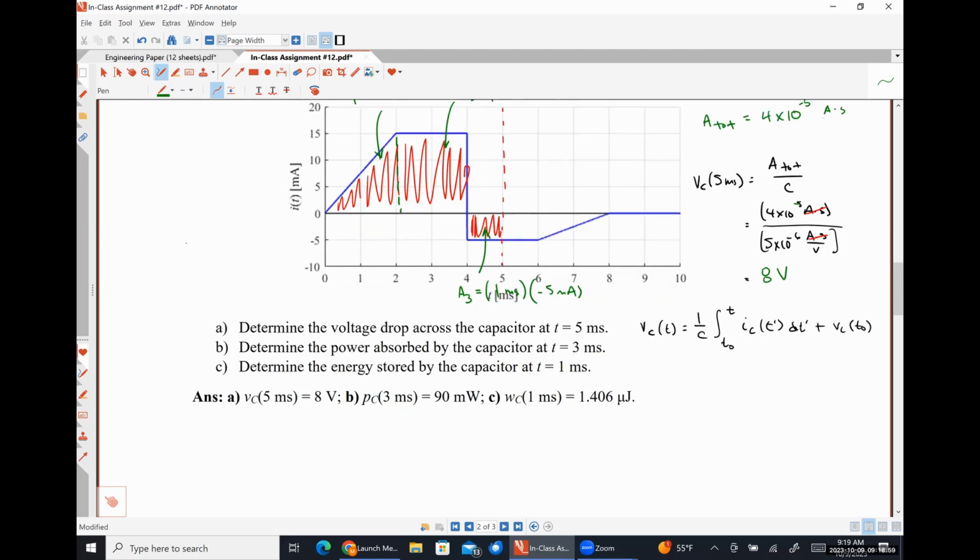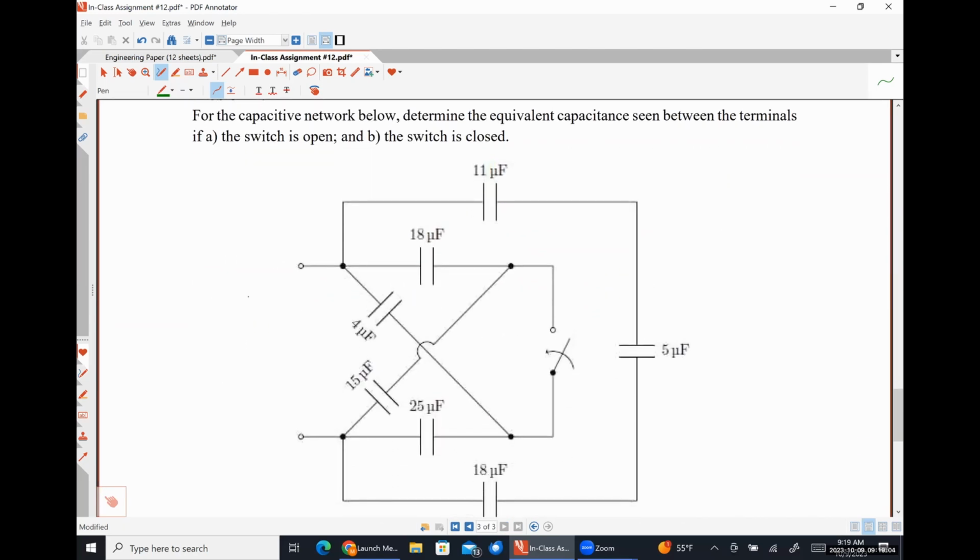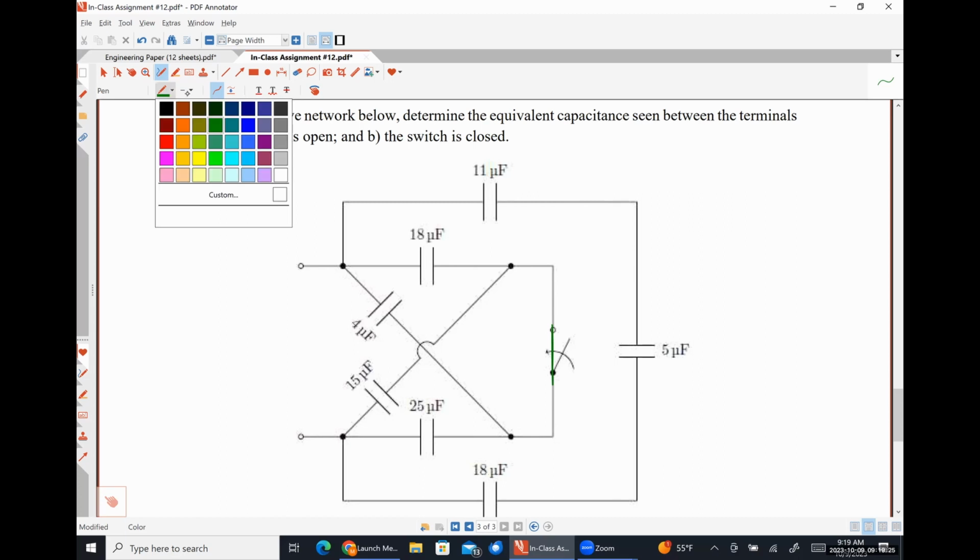All right, let's look at problem 3. So this is capacitor combination. For the capacitive network below, determine the equivalent capacitance seen between the terminals with the switch opened or with the switch closed. So I'll work one of these with you guys. Do you want switch open or switch closed? Closed, okay. So closing the switch, let's identify our nodes.